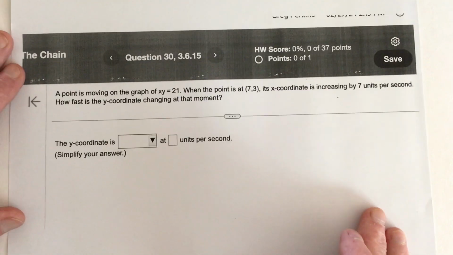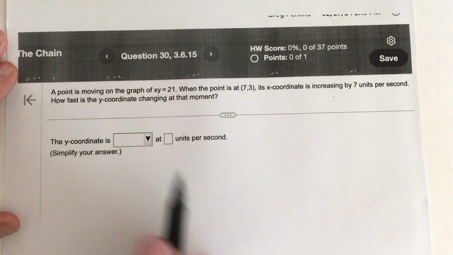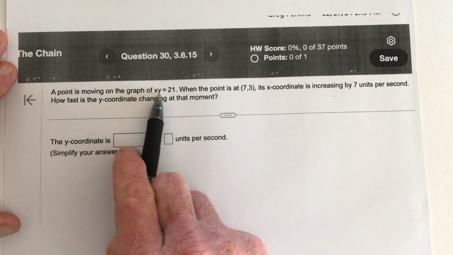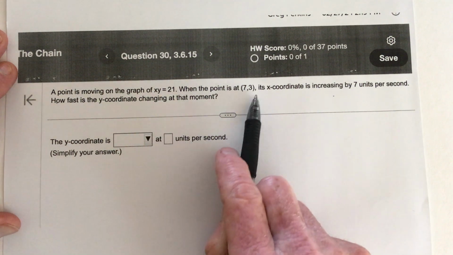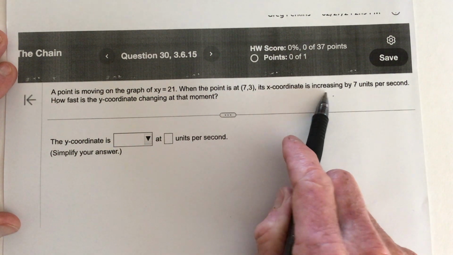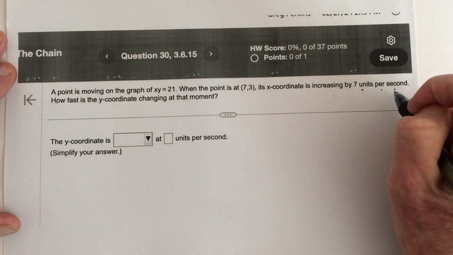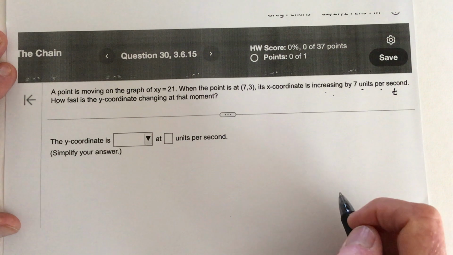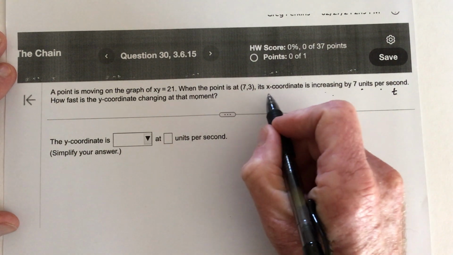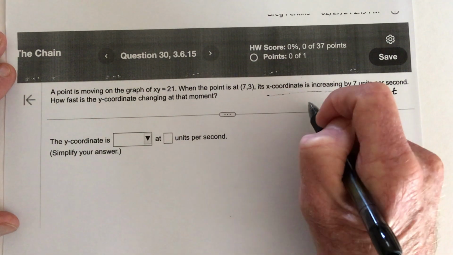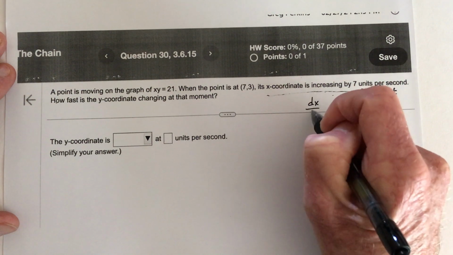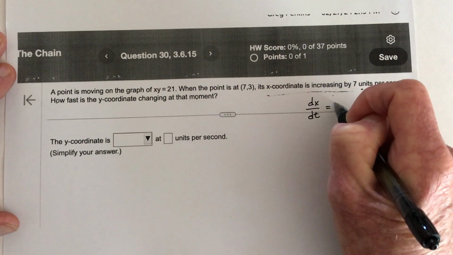And next up, a point is moving on the graph x times y equals 21, when the x coordinate is increasing by 7 units per second. So that means that second, that's going to be time. I'll use t. And so basically all of this part is saying that dx/dt equals 7.